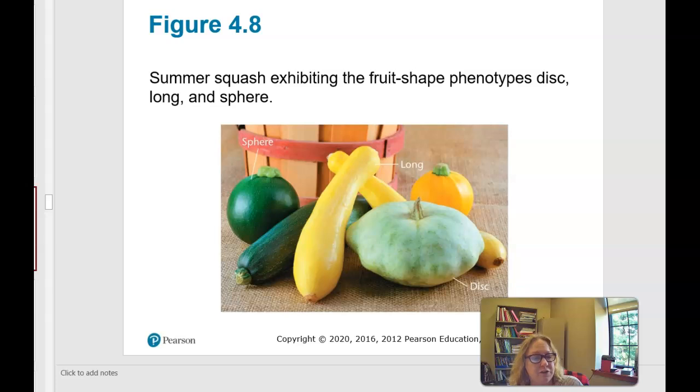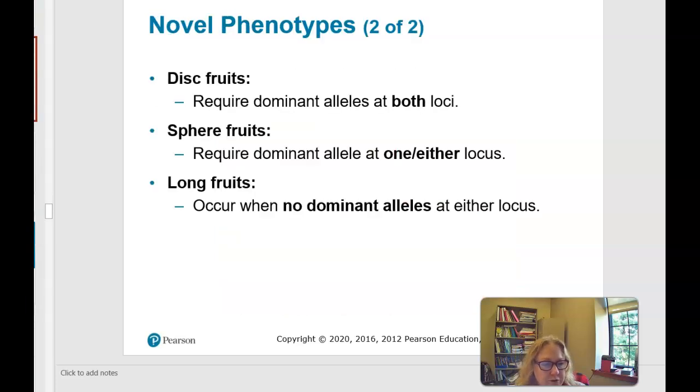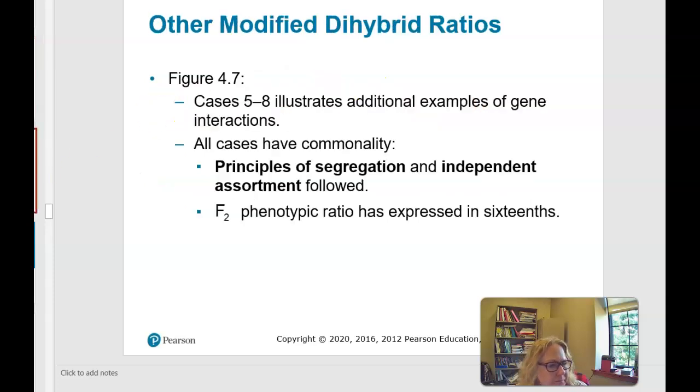It's really just one of those things where you have to read the question, and it'll say something like this. I don't expect you to know that. The principle of segregation and independent assortment makes these things happen. That's Mendelian ratios.